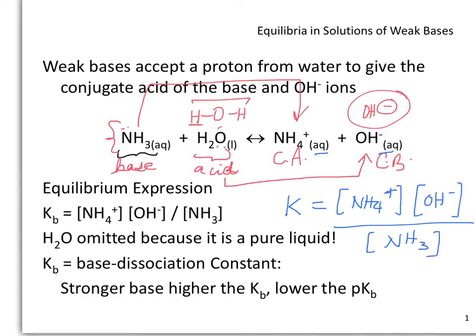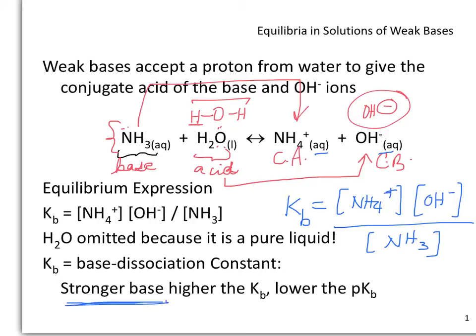Of course, as previously discussed, we are not going to count water, and the reason for that is, you got it right, the concentration of pure liquids and pure solids does not change, so we do not include that in an equilibrium expression. And so this particular K has a specific name. It's the base dissociation constant, so we put a subscript B, or Kb. So just as previously we discussed the Ka for the acid, Kb is for the base.